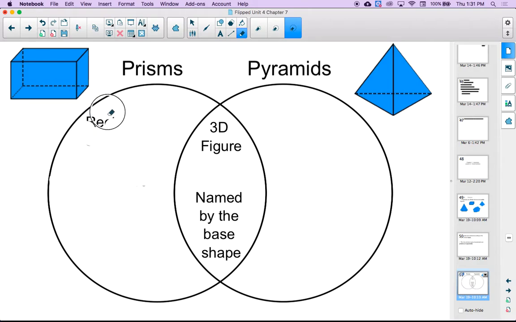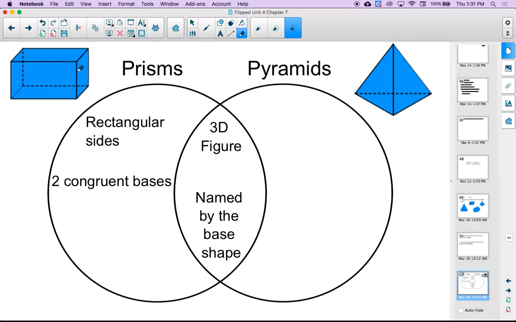Let's talk about prisms. Prisms have rectangular sides. These are also sometimes called lateral faces, but prisms have lots and lots of rectangles because it takes the two bases and connects them together. That's what all of our rectangles do. Okay. Another note about prisms is that they have two congruent bases.